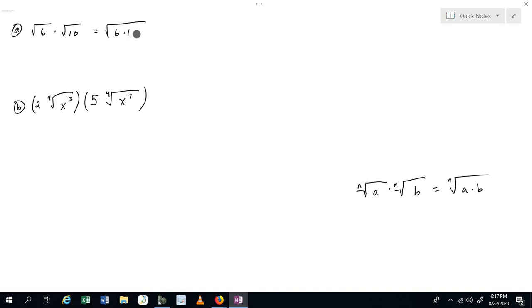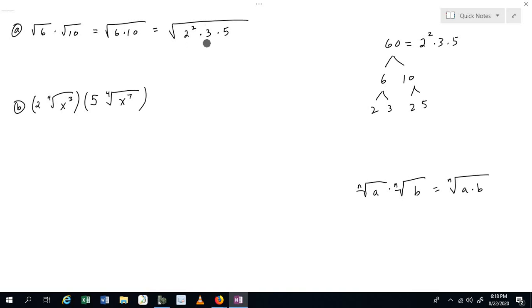And of course, we're going to break this down into its prime factorization. 6 times 10 is really 60, but we're going to break it down into 6 times 10 anyway. Then 6 is 2 times 3, and 10 is 2 times 5. So in terms of its prime factorization, 60 is 2 squared times 3 times 5. I'm going to write it that way. So we're going to take the square root of 2 squared times 3 times 5.